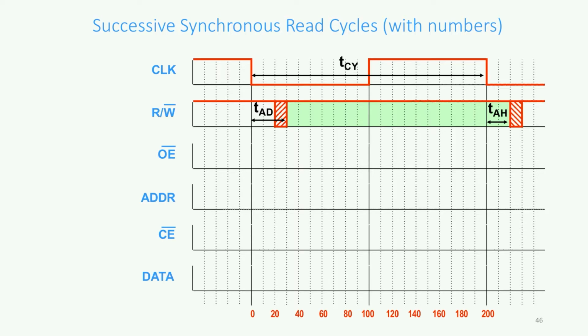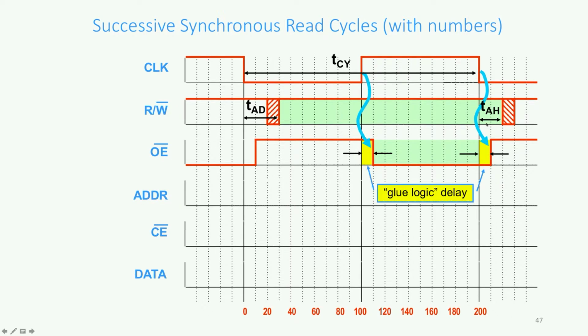We fill in the read-write bit, which is dependent only on the address generation delay, or AD, and the address hold time. Those were 30 and 20 from the parameters that we were given before. Then we look at what happens with output enable. We're going to assume successive synchronous reads. At the beginning, output enable is low, because it was doing a read operation before, so the read was active, and then it's going to flip. Output enable is dependent on the clock signal and the read-write bit. The clock signal transitioned here to a low state, then we assume there was this 10 nanosecond glue logic delay, and then output enable changed.